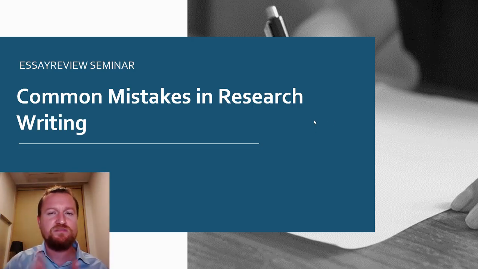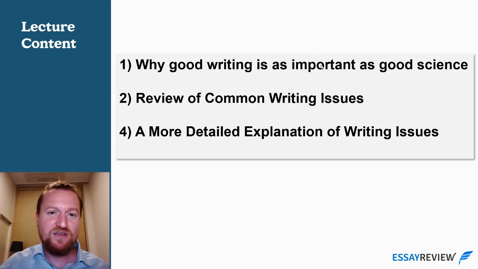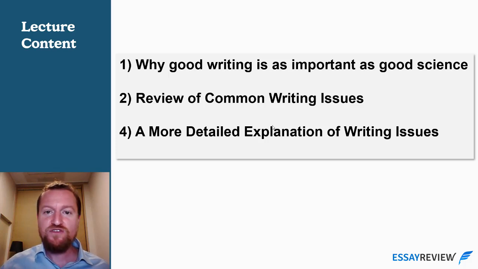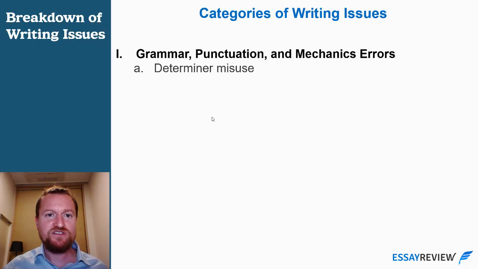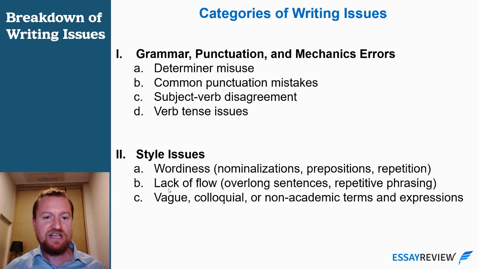Okay, so let's discuss some common mistakes. Again, there's many kinds of writing errors to look at, and we know why good writing is important. I want to go through these briefly. You can find a lot of material online for how to fix these errors and which ones to identify, but it's important to know errors that you're likely to make. So let's just look at a few of these. The categories will be grammar, punctuation, and mechanics errors, and then a few style issues such as wordiness, lack of flow, and non-academic terms.